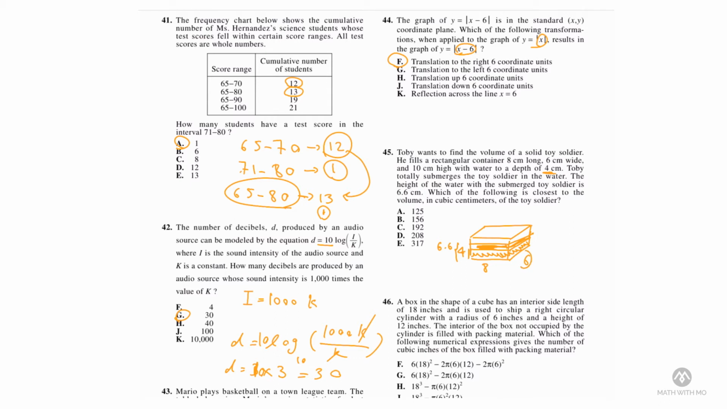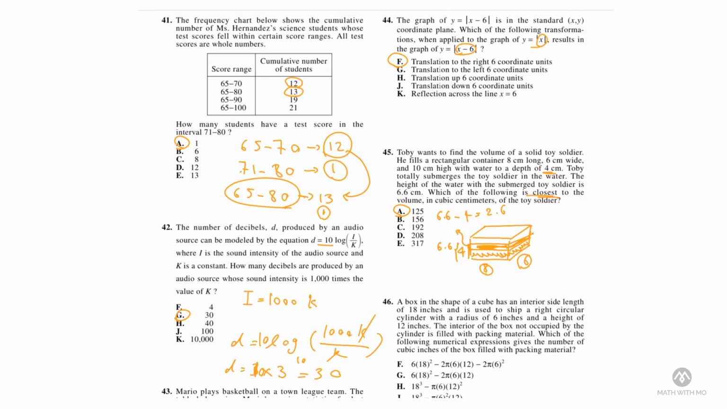The 6 and 8 are the same, but the height that it goes up is 6.6 minus 4, which is 2.6. So the volume of the toy is the volume of the water, the height of 2.6 times 6 times 8. So 6 times 8 times 2.6 is 124.8, which is 125. This is the closest to that number.